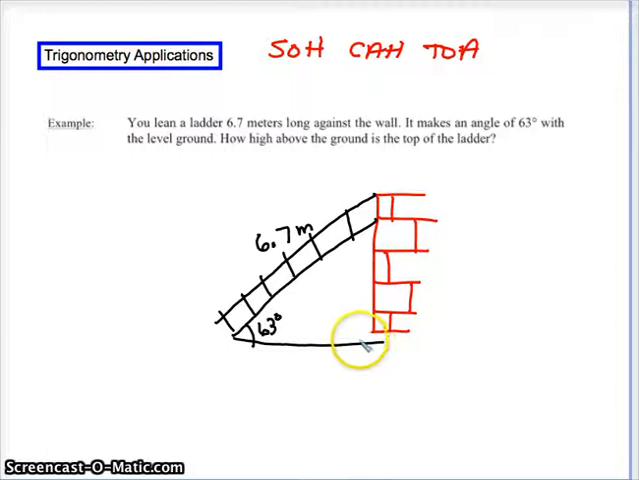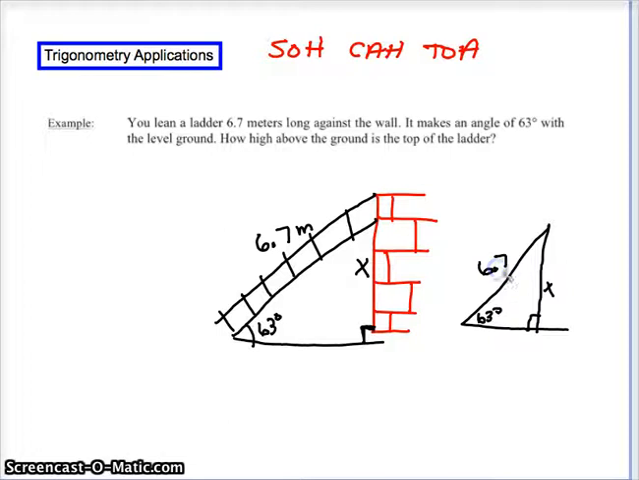Since the ground is intersecting with the wall at a 90-degree angle, that's what allows us to even do this question, because we have ourselves a right triangle. Now, how high above the ground is the top of the ladder? Well, this is what we're trying to find. If you want to, we can redraw this picture outside. Okay, there's my right angle. This is 63 degrees, this is x, and this is 6.7. This looks like any other question I've tried before.